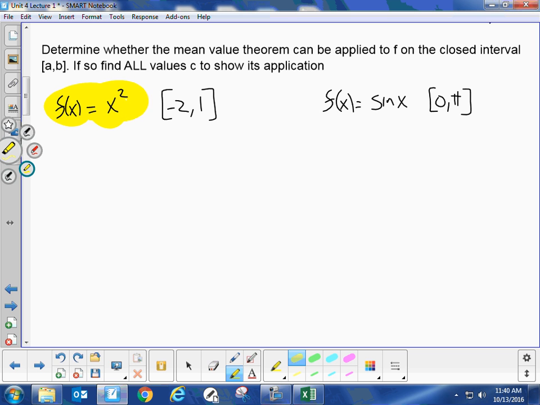Show that the mean value theorem applies to x squared, and then find the C values on x squared between -2 and 1, and find the C value or C values that are guaranteed by the mean value theorem on that interval. Go. Check your answer with a neighbor.